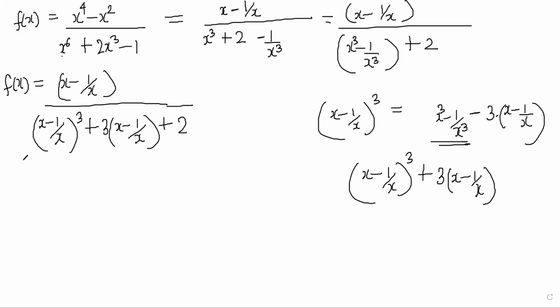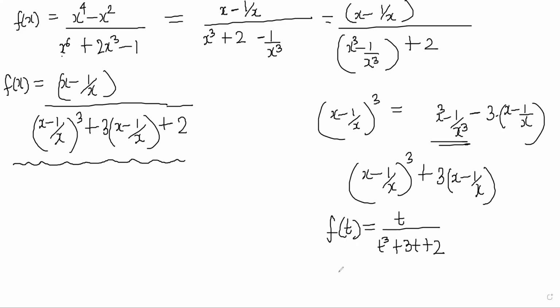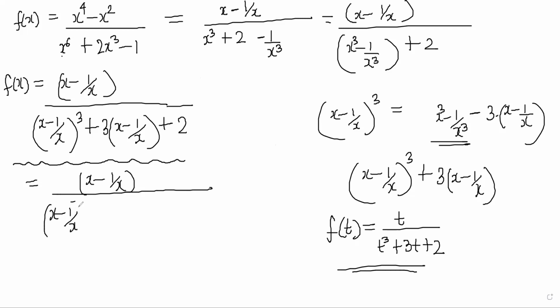Fine. Now you have to think of how to find the maximum. You can put x minus 1 by x as t, or something, and differentiate. You can substitute it to make it simpler. You get t by t cube plus 3t plus 2, f of t. And then again, you can do calculus, but you can also do one thing where you don't do calculus at all. If you take x minus 1 by x whole cube plus 1 plus 1 plus 3 times x minus 1 by x, right?